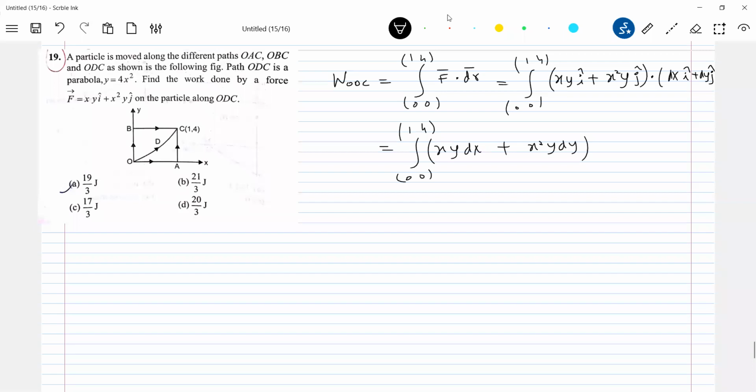That path is given, no? So what I should do is, what is the path? The path equation is this one, no? y equals 4x squared. So what I can do is, dy is equal to 8x dx. Now, in place of y, can I write 4x squared? Yes. In place of x squared, can I write y by 4?